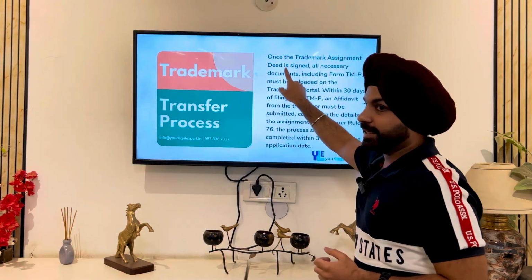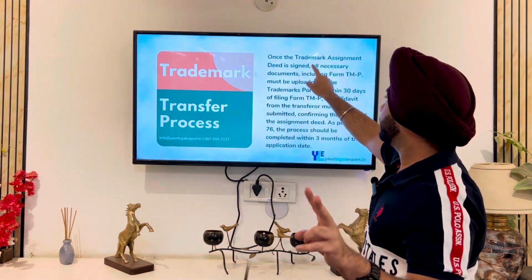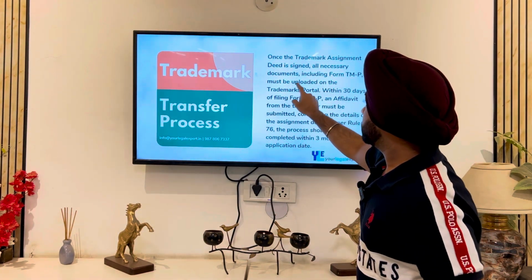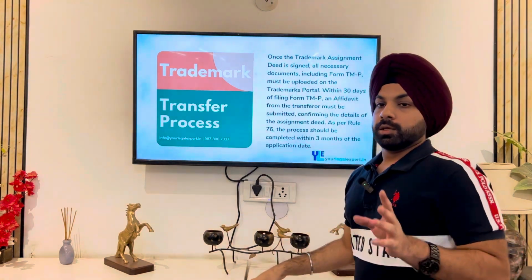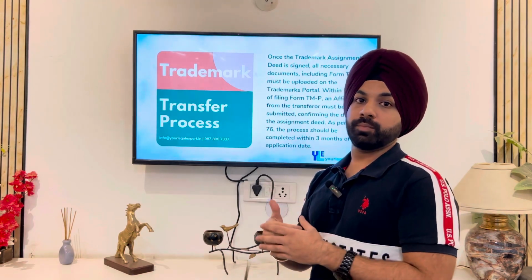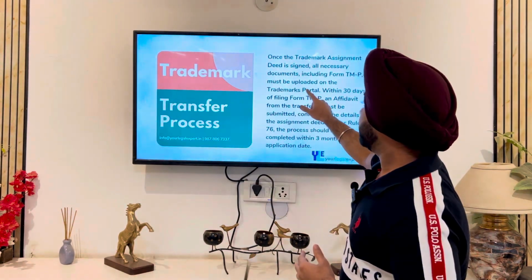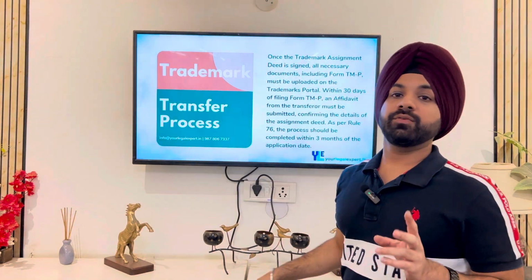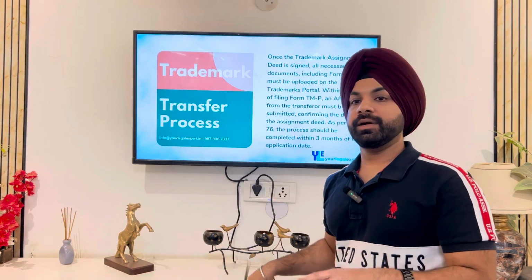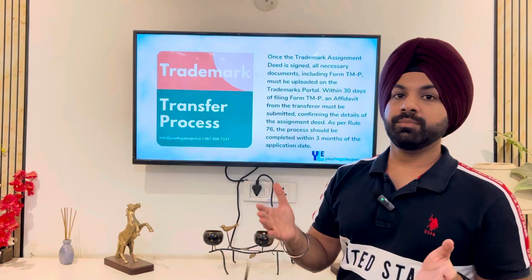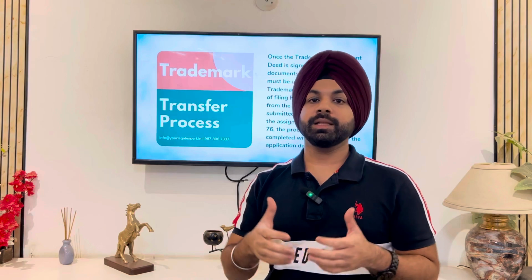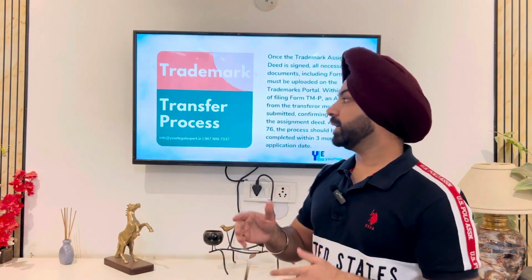Once the trademark assignment deed is signed by both the parties, transferor and transferee, including all necessary documents, form TMP must be uploaded on the trademarks portal. You sign the deeds, you make the form TMP on the trademarks portal, and then you file that form TMP. Once it's filed, then within 30 days of filing form TMP, the transferor has to sign the affidavit, and in that affidavit it will mention that this transfer is being made genuinely, and what the terms and conditions were. She will give the acknowledgement and the confirmation of the transfer being made in the form TMP.